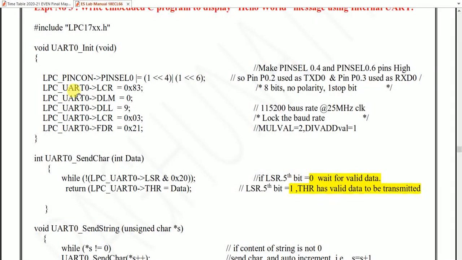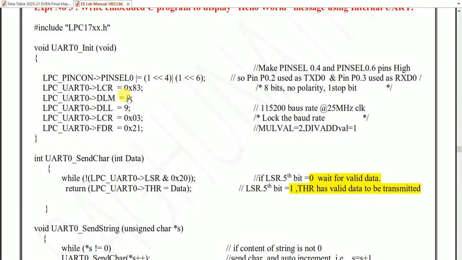whatever registers we discussed, those values you have to configure. Initialize the UART. LPC_UART0->LCR is loaded with 83. You can see the comment. We are configuring 8-bit, no parity. This one is not polarity, it's no parity. One stop bit, and DLL and DLM.